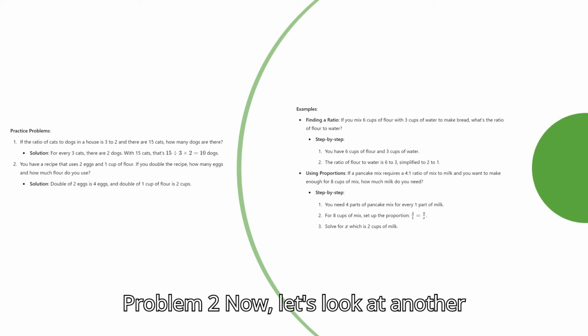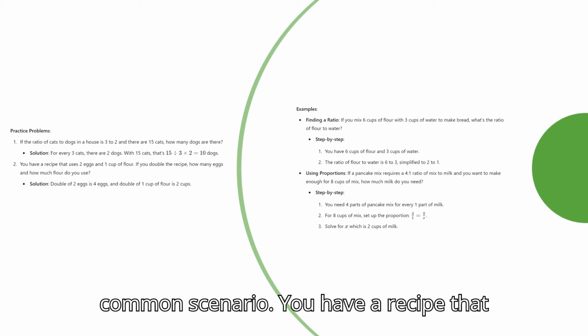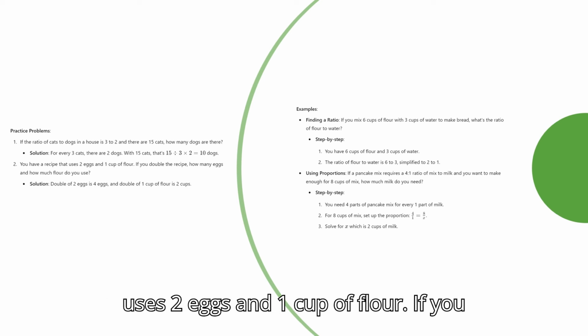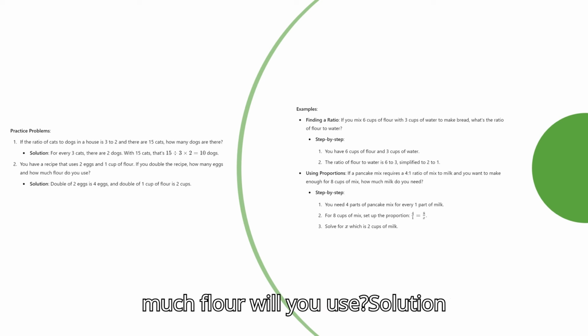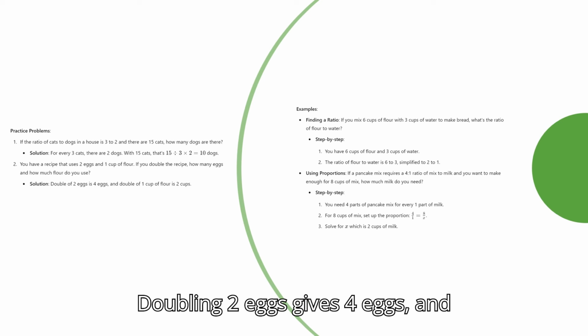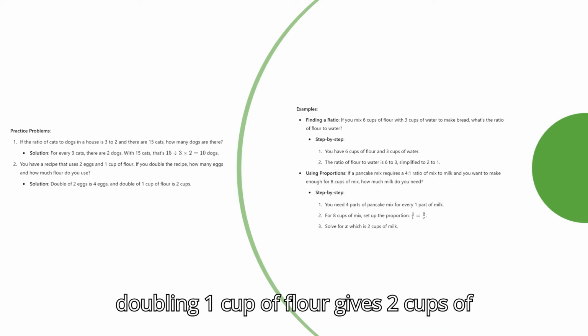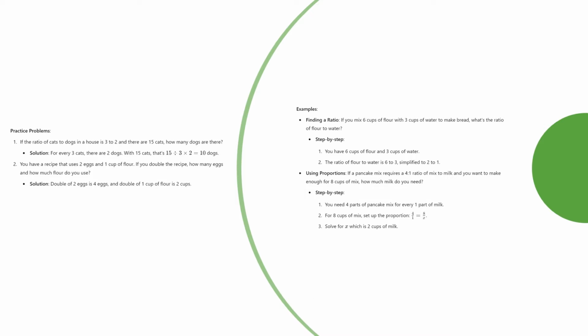Problem 2. Now, let's look at another common scenario. You have a recipe that uses 2 eggs and 1 cup of flour. If you double the recipe, how many eggs and how much flour will you use? Solution. Doubling 2 eggs gives 4 eggs, and doubling 1 cup of flour gives 2 cups of flour.